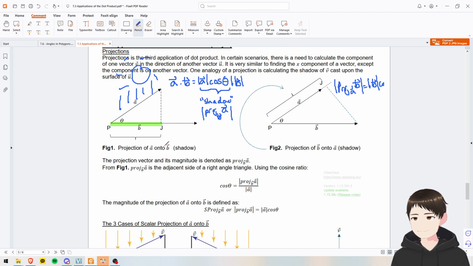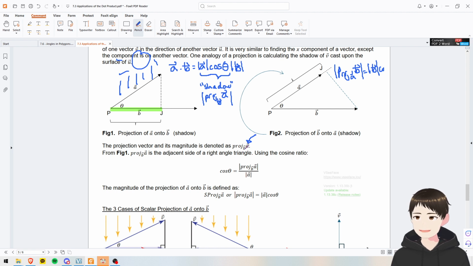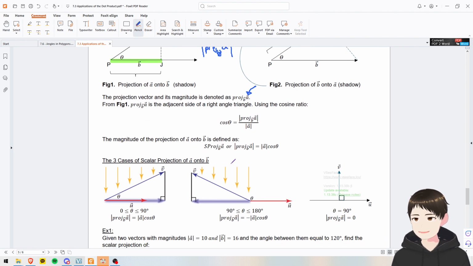Okay, so projections. The projection vector and its magnitude is typically denoted by this symbol, as I showed you. The vector that is written in a large way is the vector I am interested in, that's casting the shadow, and the little vector written just underneath as a subscript of the projection is the direction the previous vector is casting the shadow on. Now, the magnitude, aka the size of the shadow, the scalar projection of A onto B, is just the magnitude of that vector times cosine theta.